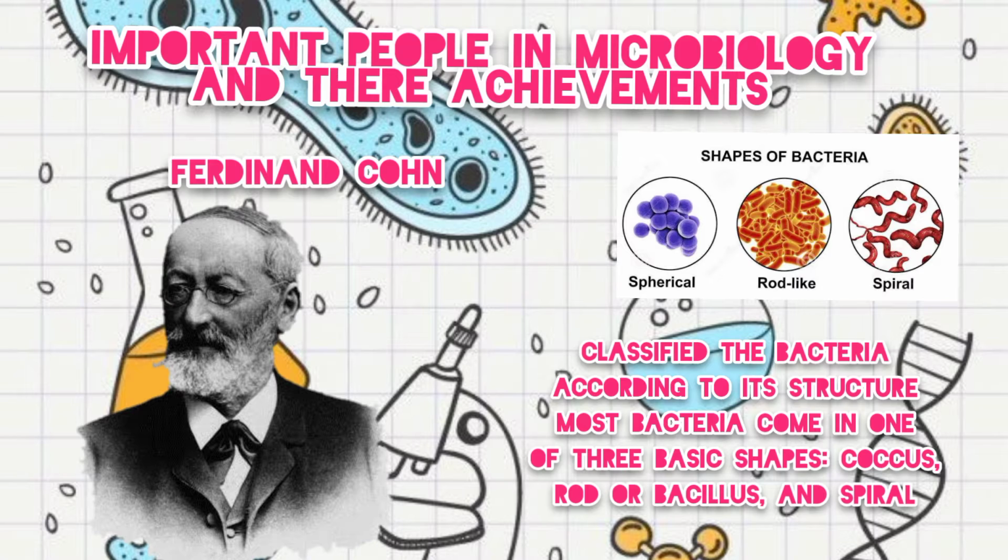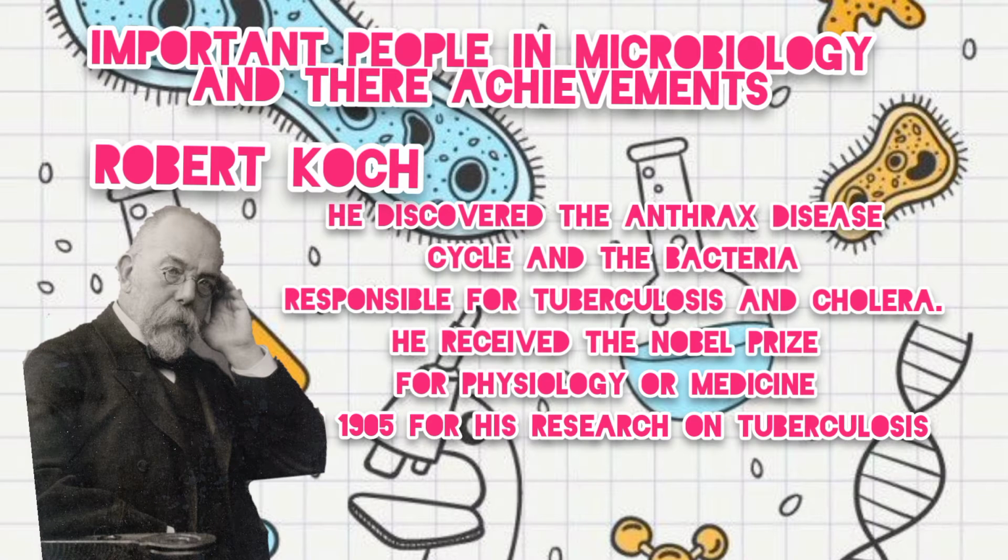The other important person in microbiology is Ferdinand Cohn, who classified bacteria according to their structure. Most bacteria come in three basic shapes: coccus, bacillus, and spiral. And the other one is Robert Koch, who discovered the anthrax disease cycle and the bacteria responsible for tuberculosis and cholera. He received the Nobel Prize for Physiology or Medicine in 1905 for his research on tuberculosis.